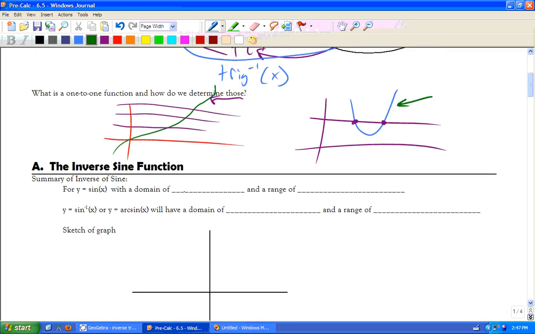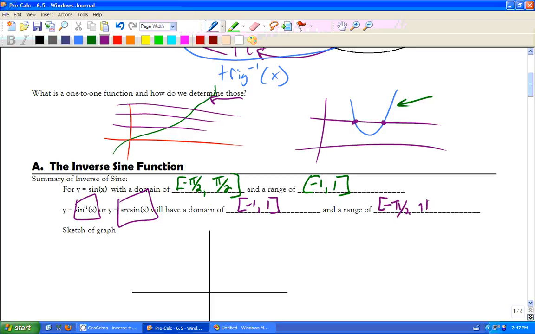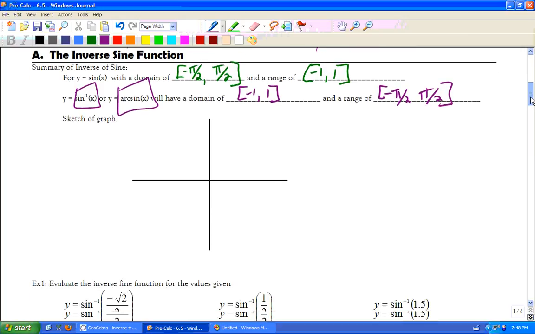So for sine, our restriction on the domain is from negative pi over 2 to positive pi over 2. And that gives us the range of negative 1 to positive 1. So when we find the sine inverse, or the arcsine, our domain becomes our range becomes our domain, and we go from negative 1 to 1, and our range becomes from negative pi over 2 to positive pi over 2. Again, our domain becomes our range becomes our domain. In this case, we're inputting ratios. Our outputs are those angles that give us those ratios.